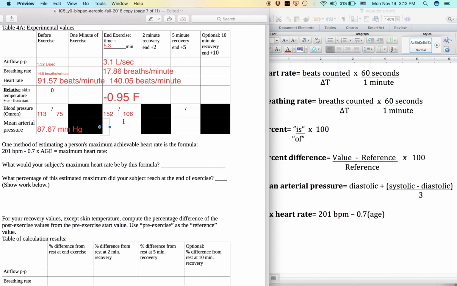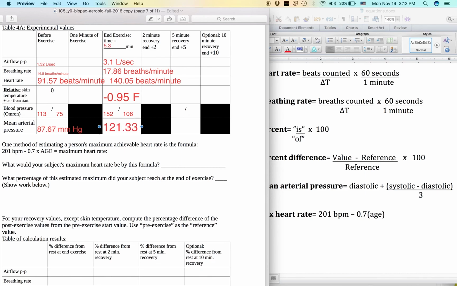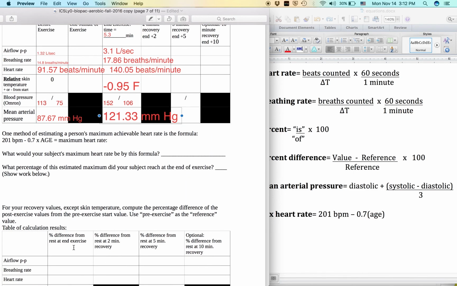Okay, so now we need to calculate our mean arterial pressure here the same way we did just a few minutes ago. So systolic minus diastolic is going to be 152 minus 106. 46. Now we divide it by 3. We get 15.33. Now we need to add our diastolic value to that, and we get 121.33 millimeters of mercury. Okay, now we can calculate our percent differences here.